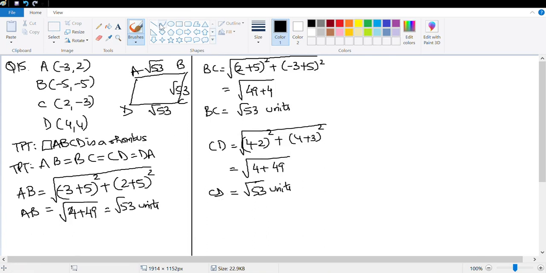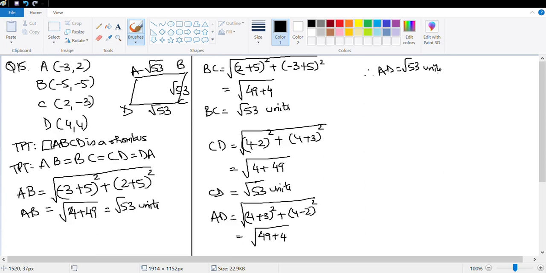Now let's find the last side, which is AD. Now what would AD be? That will be 4 minus of negative 3, that's plus 3 whole square, plus 4 minus 2 whole square. This will be 7 square, that's 49, and this will be 2 square, which is 4. Therefore, AD is equal to root 53 units. Since all four sides are equal, therefore quadrilateral ABCD is a rhombus. Done. Let's look at the next question.